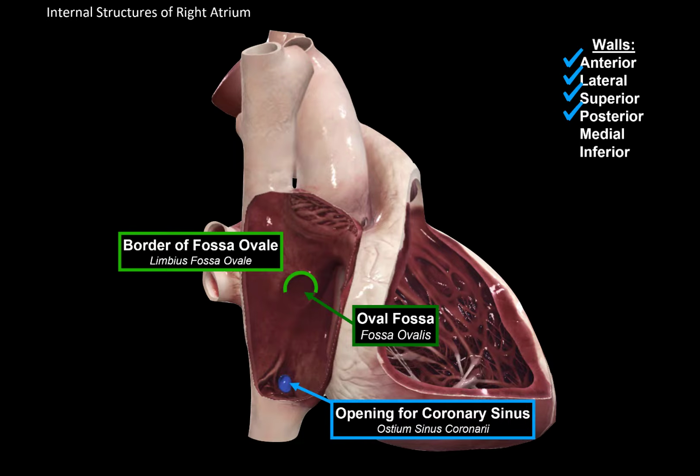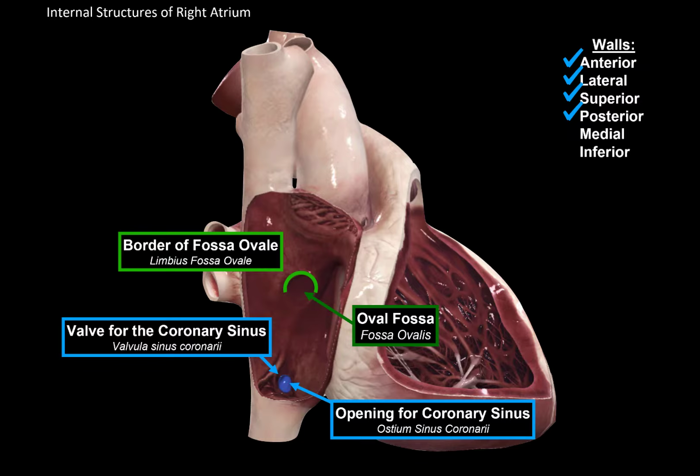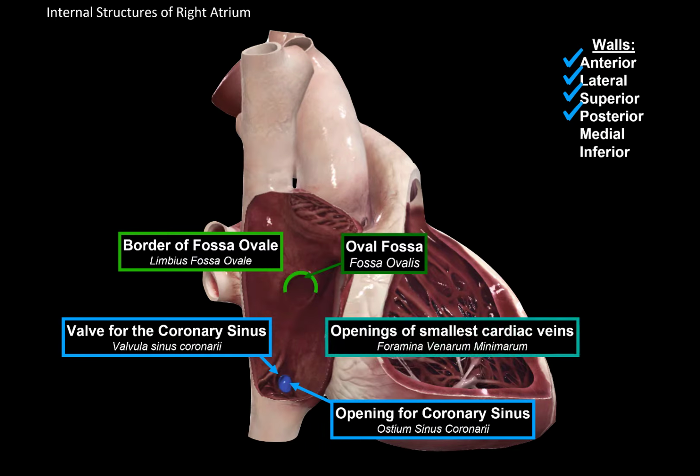Another thing you will find here is an opening for the coronary sinus, which lies between the medial and the posterior wall. This is the opening for the main vein draining the blood from the heart. And this opening is guarded by a valve called the valve for the coronary sinus, which is really just a fold covering it. So on the medial wall of the heart, you will also find very small openings returning blood directly from the layers of the heart's wall, called the openings of the smallest cardiac veins. So that's mainly the structures on the medial wall.